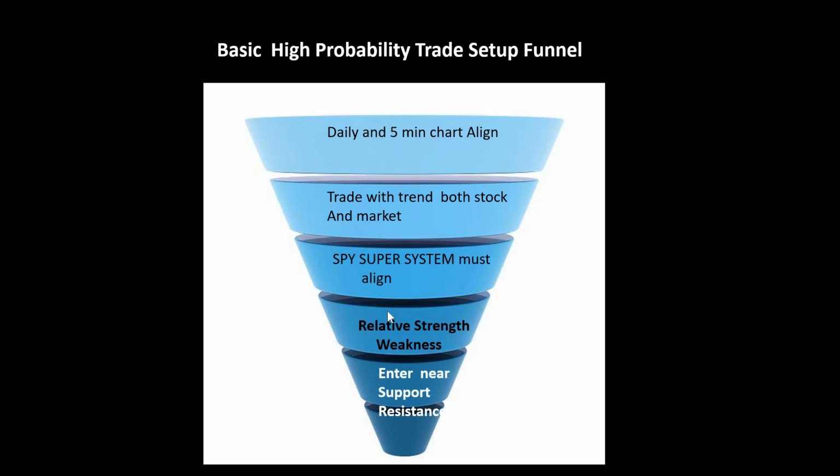And then we look for relative strength and relative weakness, as I said, and then we want to try to enter near support, near resistance. A stock that meets these criteria and drops out the bottom becomes a potential trade. Then we do some further analysis on it. How close is it to resistance or support? What do the options look like on it? Do we have a good enough risk-reward ratio to trade? Those kind of things. But anything that drops out of here becomes a potential trade.